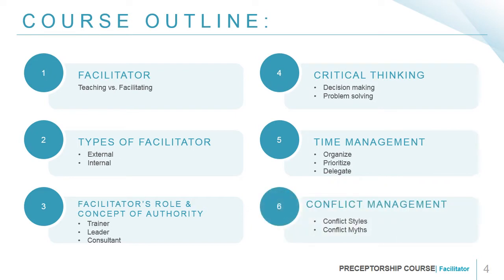Course outline. At the end of the course, the participants will be able to understand the difference between teaching and facilitating. Know the types of the facilitator. Determine the facilitator's role and its concept of authority. Understand the connection of critical thinking, decision-making, and problem-solving. Recognize the importance of time management in organizing, prioritizing, and delegating tasks. Understand the importance of managing conflicts, and know the different conflict styles.